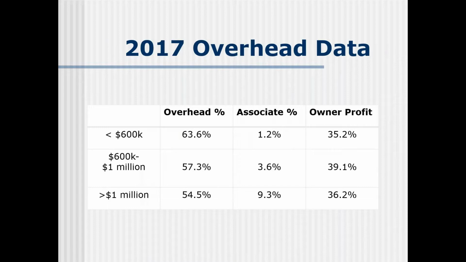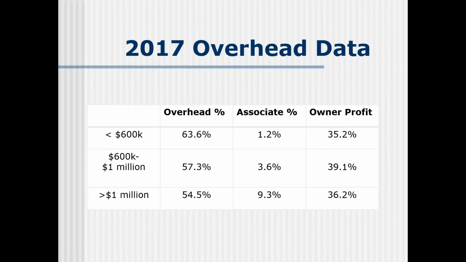Okay, and then just to look at one more piece of information, the smaller practices ran at, as I said, 63.6% overhead. They paid 1.2% on average to associates. So the smaller practices made 35.2% of each dollar collected. The mid-sized practices paid 57.3% of their collections on overhead, 3.6% on associates. So they made 39.1%. And the $1 million practices at 54.5%.